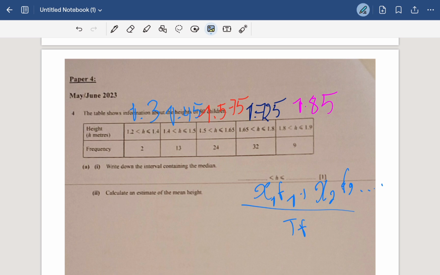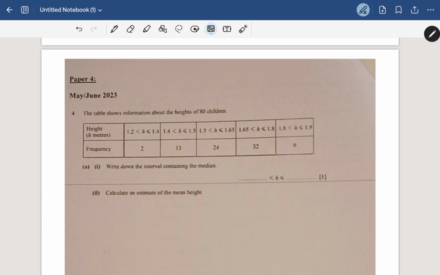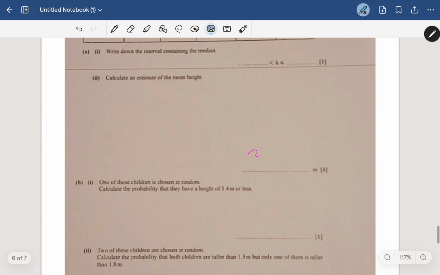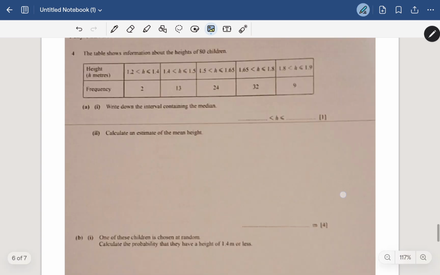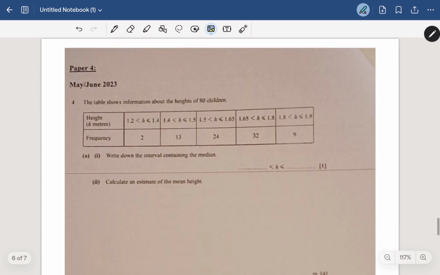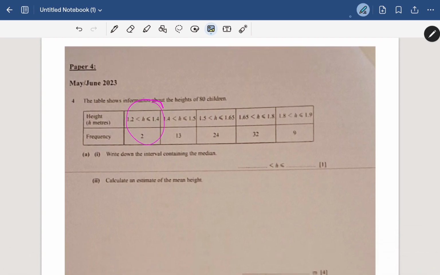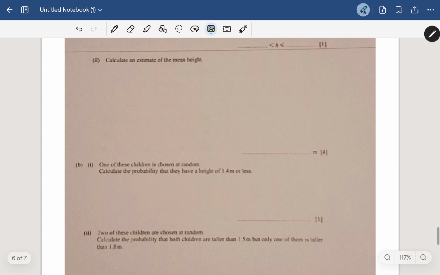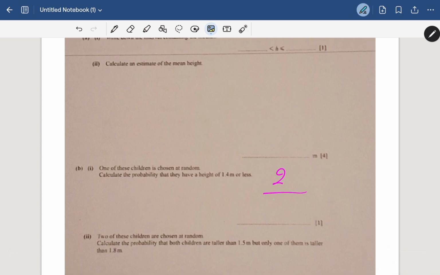Doing this, you are gonna get 1.63875, and this is the correct answer. Of course, show your work. Now, they told us one of these children is chosen at random, so we have one probability. We need to calculate the probability that he has a height of 1.4 meters or less. Going up, the frequency of getting 1.4 meters is 2 out of the total, which is 80. So the probability is 2 out of the total 80, which is 1 out of 40.